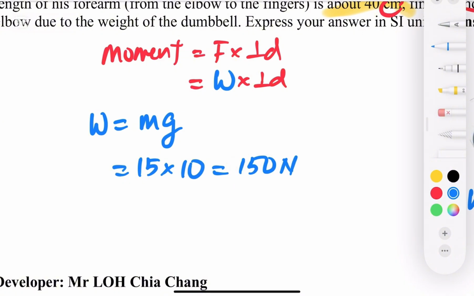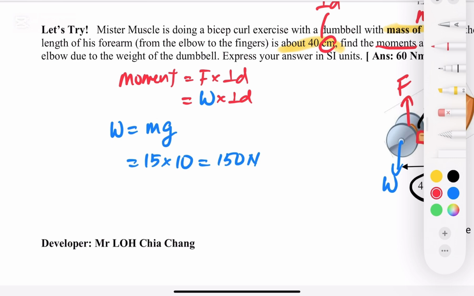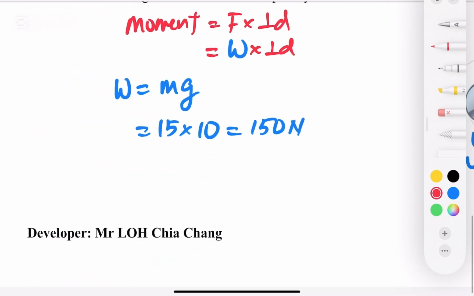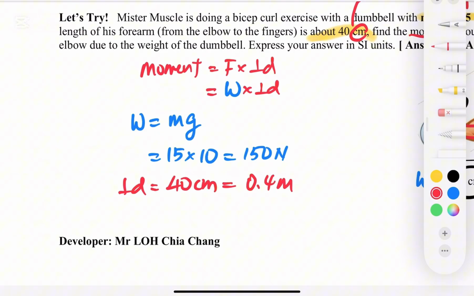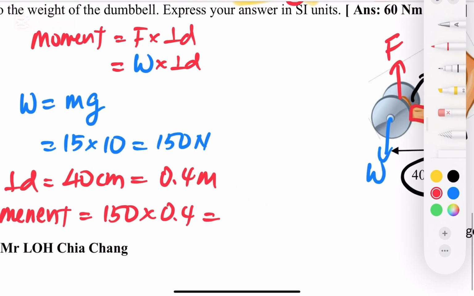Next, we go ahead and calculate the perpendicular distance. Remember, we have to convert because this is in cm, right? So we label that the perpendicular distance is 40 cm, which is also 0.4 meters. All right, so we have the two ingredients now. We can go ahead and multiply and plug into the formula. So now we have the moment. You take the 150 multiplied by the 0.4, and that gives us 60.